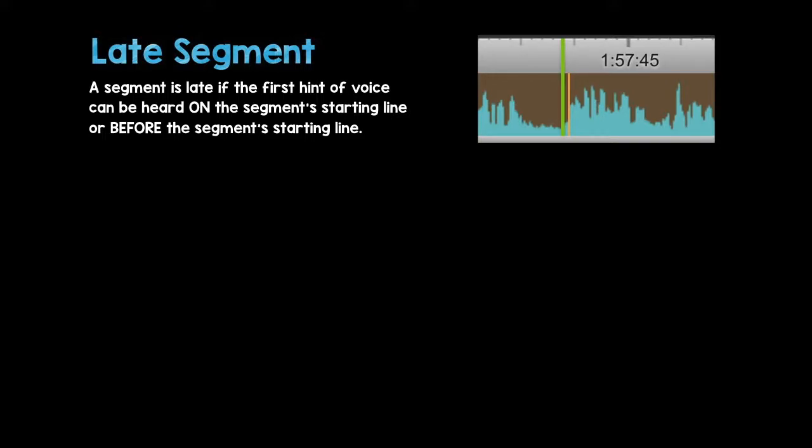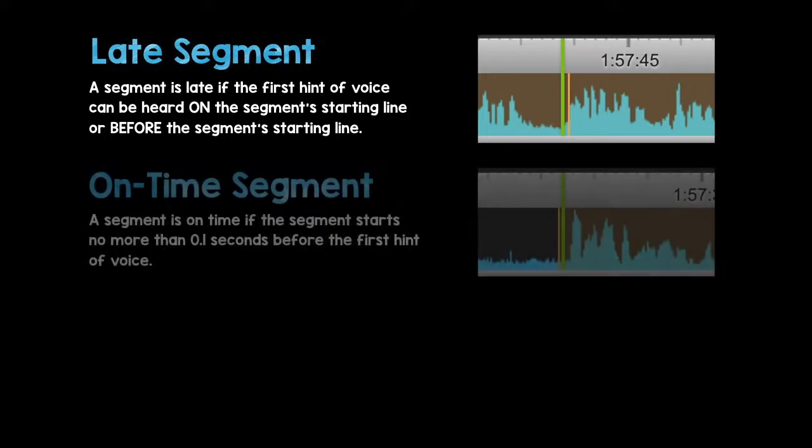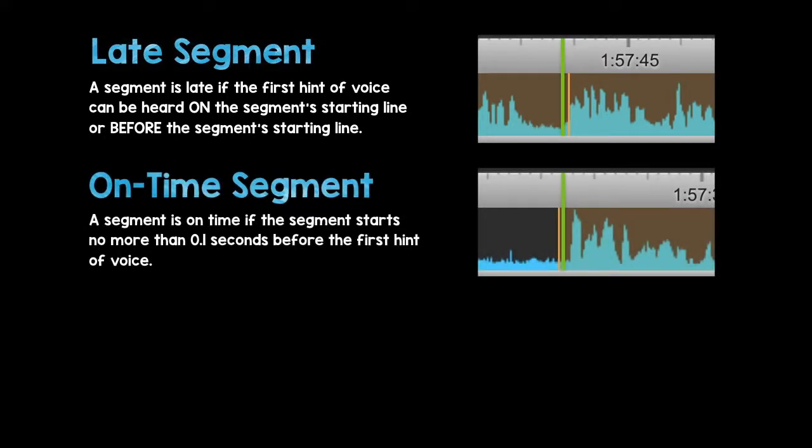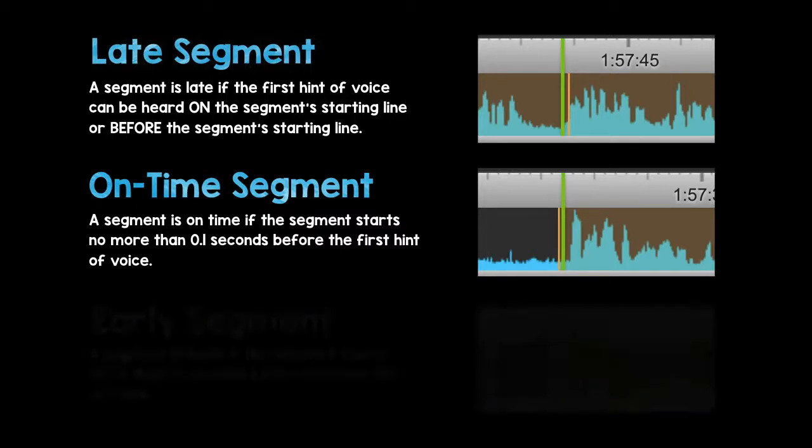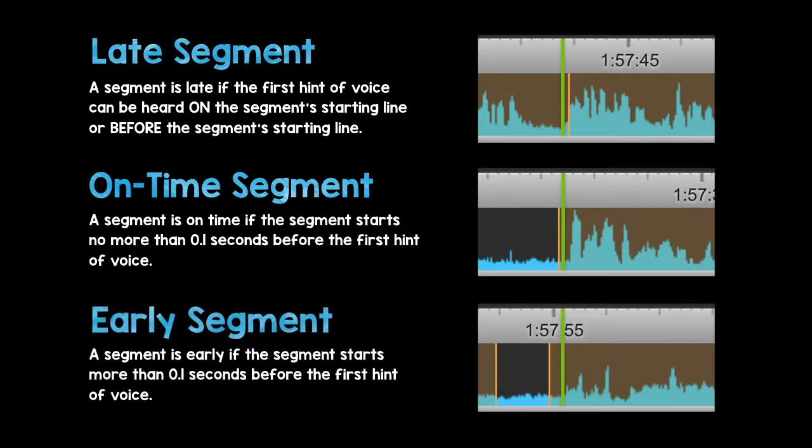To summarize, a segment is late if the first hint of voice can be heard on the segment's starting line or before the segment's starting line. A segment is on time if the segment starts no more than 0.1 seconds before the first hint of voice. In other words, the segment is on time when it starts as close to the voice as possible without the segment becoming late. A segment is early if the segment starts more than 0.1 seconds before the first hint of voice. In other words, the segment is early if the segment starts significantly earlier than the voice.